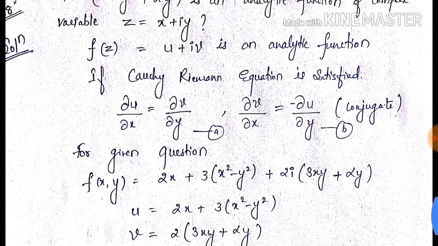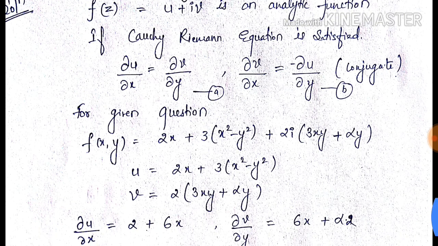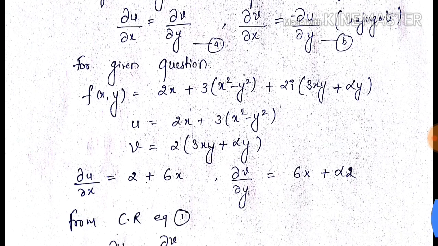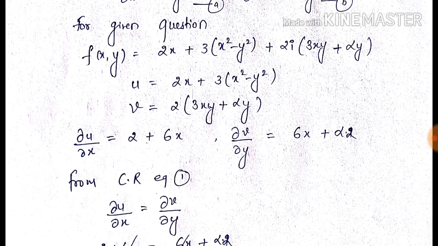So the solution is like this. f(z) equals u plus iv is an analytic function if the Cauchy-Riemann equations are satisfied, meaning del u by del x is equal to del v by del y, and del v by del x is equal to minus del u by del y. This is the conjugacy condition. So for the given question, f(x,y) is equal to 2x plus 3x square minus y square plus 2i (3xy plus alpha y). So here u is equal to 2x plus 3x square minus y square. This one is the real part, and v is equal to 2(3xy plus alpha y). This is the imaginary part.